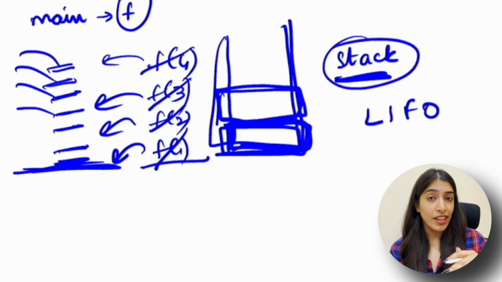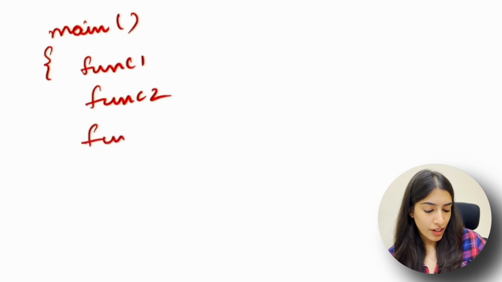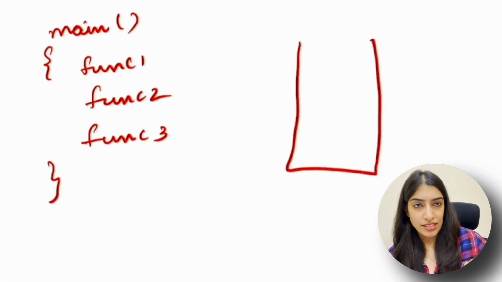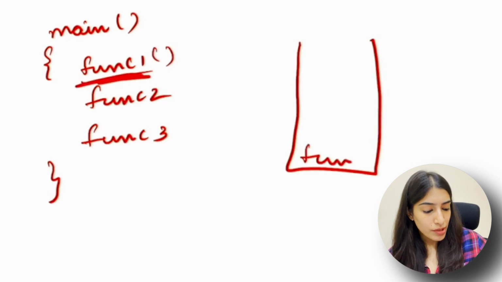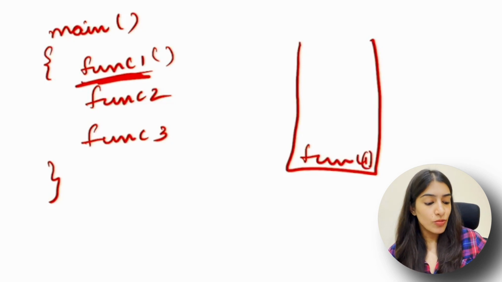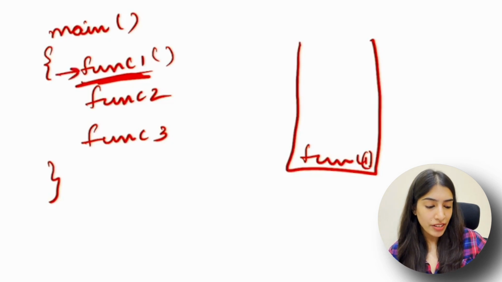Let me explain again what a stack is, if you don't know. Suppose in our main, we were calling functions like this: func1, func2, func3. In this case, how will our stack look? So this is our stack. As soon as you call function 1, it will be allotted some memory. When this is executed and you come back from this function, memory will be deallocated. So basically this will be popped out.